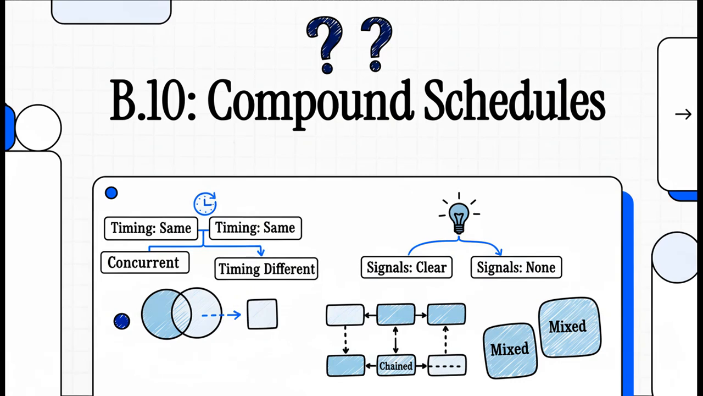All right, let's dive into one of the areas on the 5th edition task list that, let's be honest, consistently trips people up. B10, compound schedules of reinforcement. I mean, if you've ever found yourself just staring at a question, trying to figure out if you're looking at a multiple or a mixed schedule, well, this one's for you. We are going to make these distinctions crystal clear.